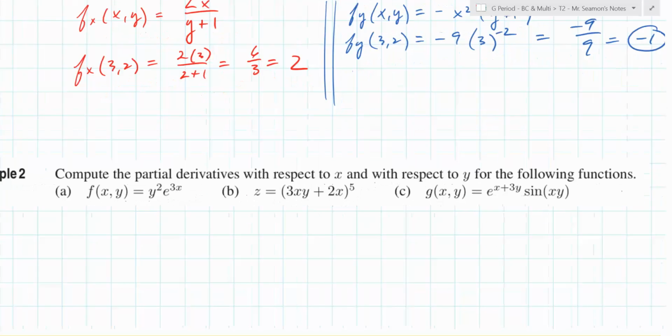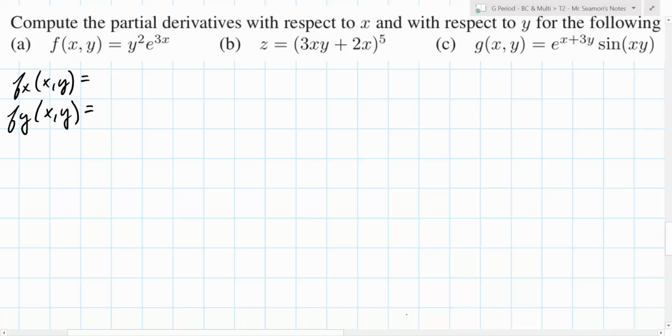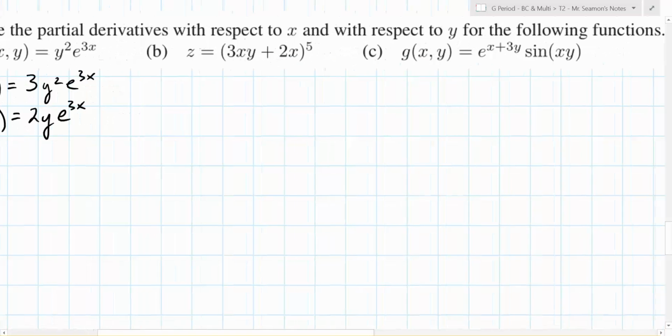So this is what I'd like you to do right now. I'm going to give you 3 different functions right here. First one, f_x means what's changing, x. So x is the variable. So what's fixed? Y. So when you do the derivative, what does it come out to be? 3. Yay. And if you do the other way, what does it come out to be? 2y. Bingo. Nice.